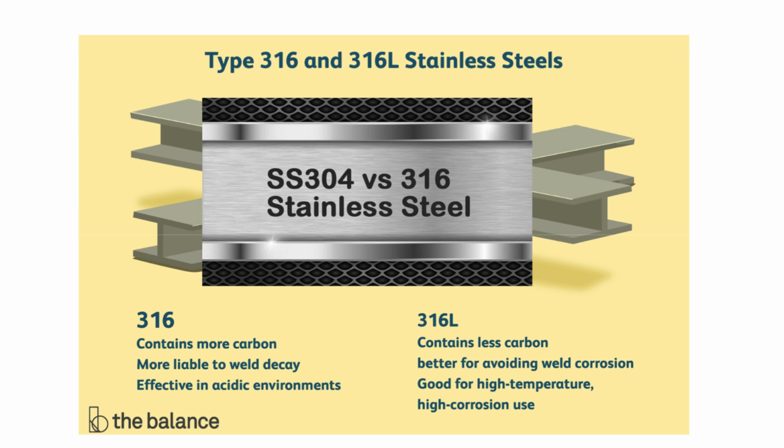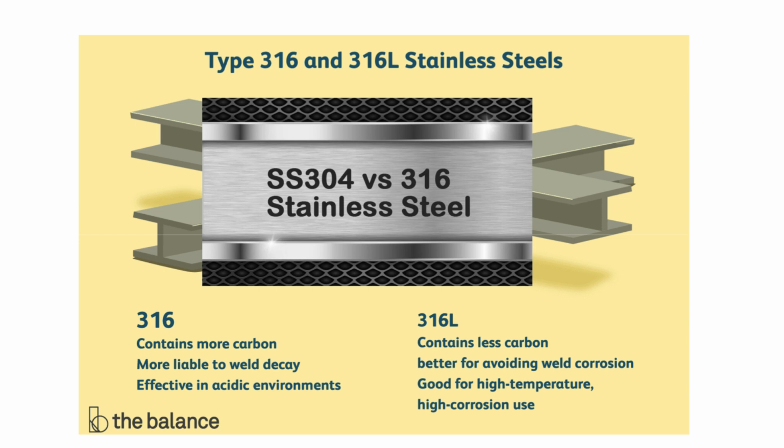So what's the difference between SS 304 and 316? Well, we're focusing on 316 here. First, standard 316 stainless steel. It contains more carbon. This makes it more liable to weld decay, but it is very effective in acidic environments. Now, its counterpart, 316L. It contains less carbon. This makes it better for avoiding weld corrosion, and it's good for high temperature, high corrosion use. It's all about finding the right balance for your application.